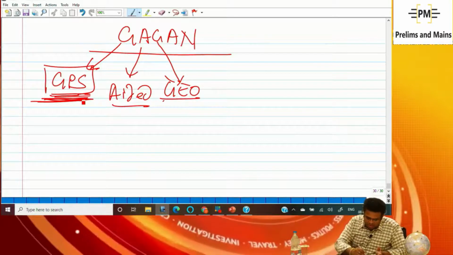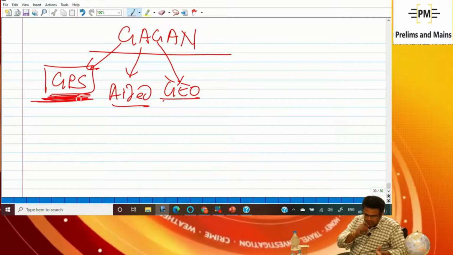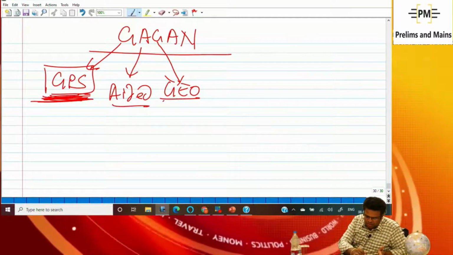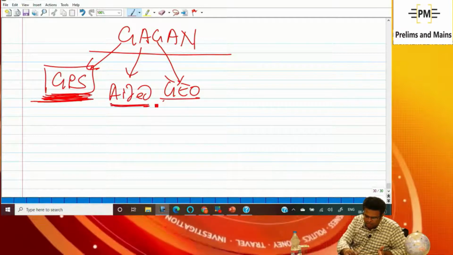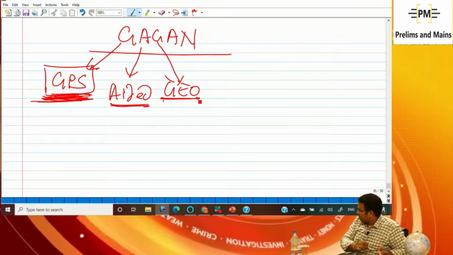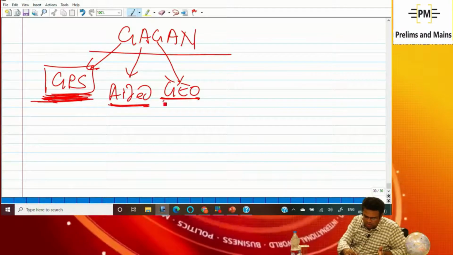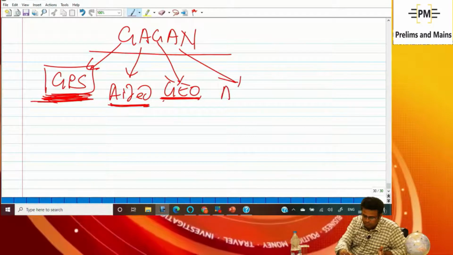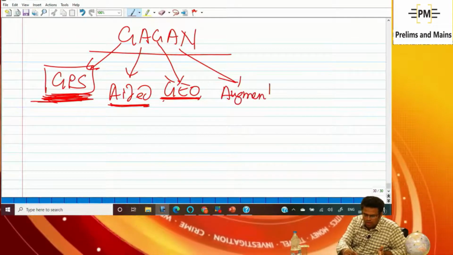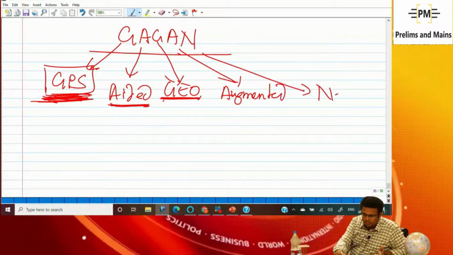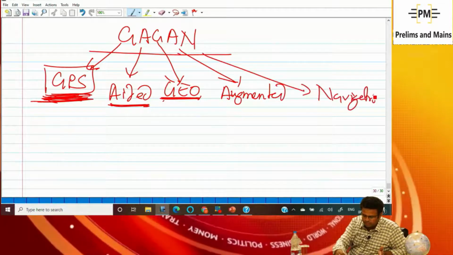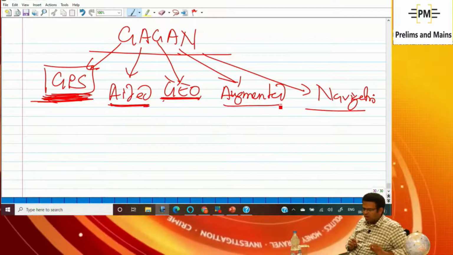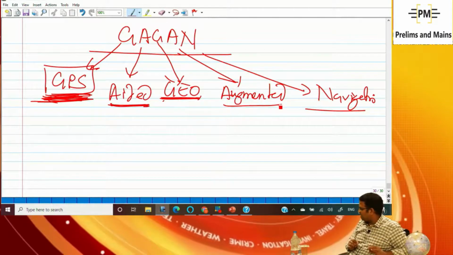Okay, so here, the full form of Gagan: first G is for GPS, A is for aided, Geo augmented, A for augmented, N for navigation. GPS Aided Geo Augmented Navigation.